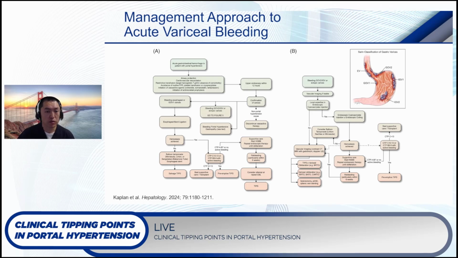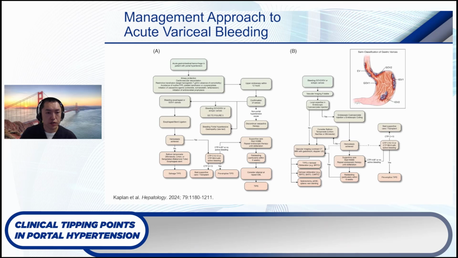So now we're going to move on to think about how we apply those principles that we just learned about clinically significant portal hypertension and apply them to some specific examples of cirrhosis complications. So we're going to talk about variceal bleeding and then subsequently talk about ascites.